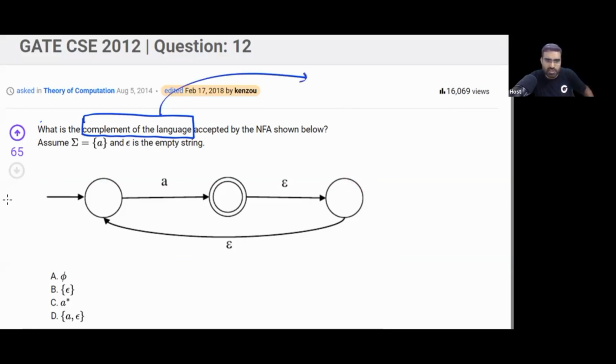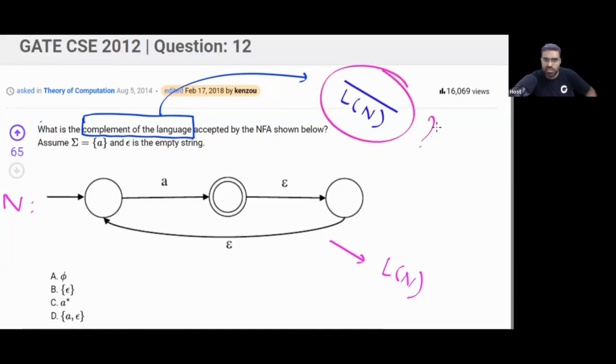For example, let's call this NFA N. This NFA N will accept some language. What is the question asking? The question is asking for the complement of this language. This is your final question.